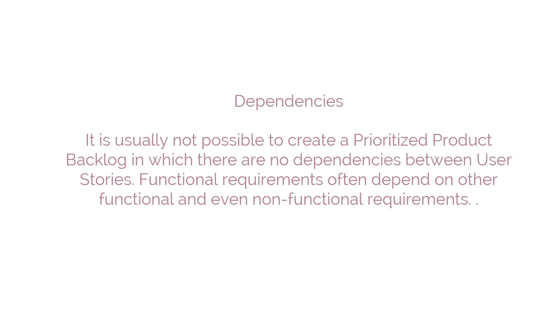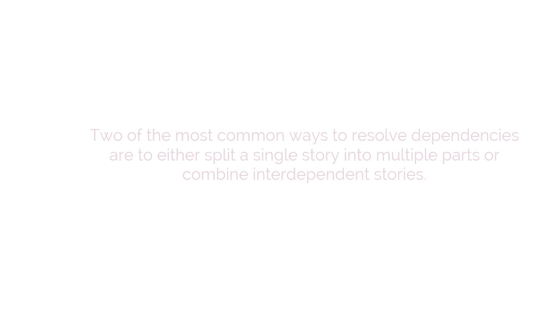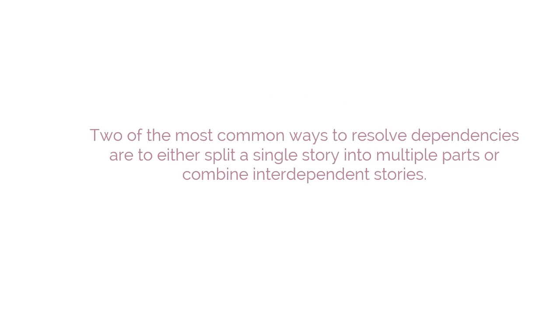Dependencies. It is usually not possible to create a prioritized product backlog in which there are no dependencies between user stories. Functional requirements often depend on other functional and even non-functional requirements. 2 of the most common ways to resolve dependencies are to either split a single story into multiple parts or combine independent stories. The second output of this process is the done criteria.